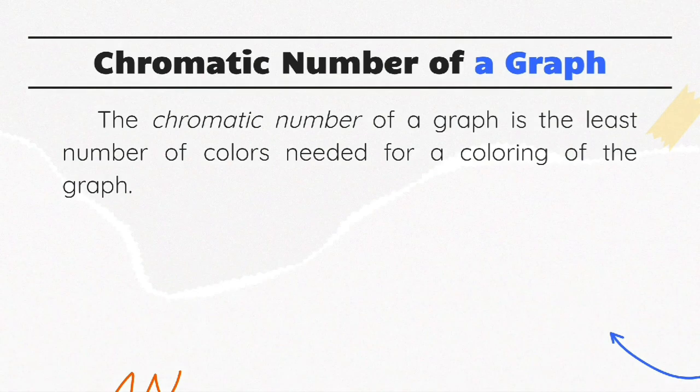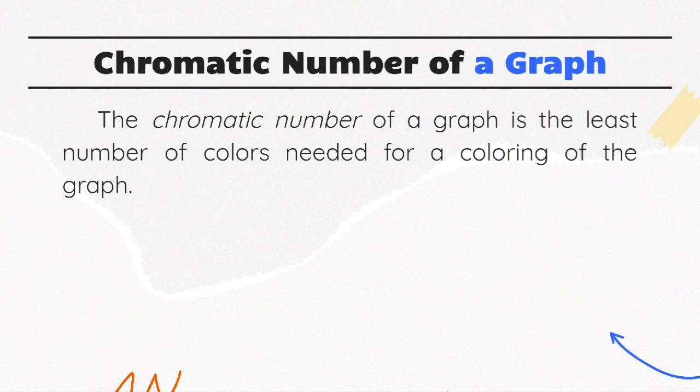So, chromatic number of a graph. The chromatic number of a graph is the least number of colors needed for a coloring of the graph. As I said in the earlier class, in a graph we cannot just assign each vertex a different color. In graph coloring, we need to color the graph with the least number of colors possible, with no two adjacent vertices of the same color.